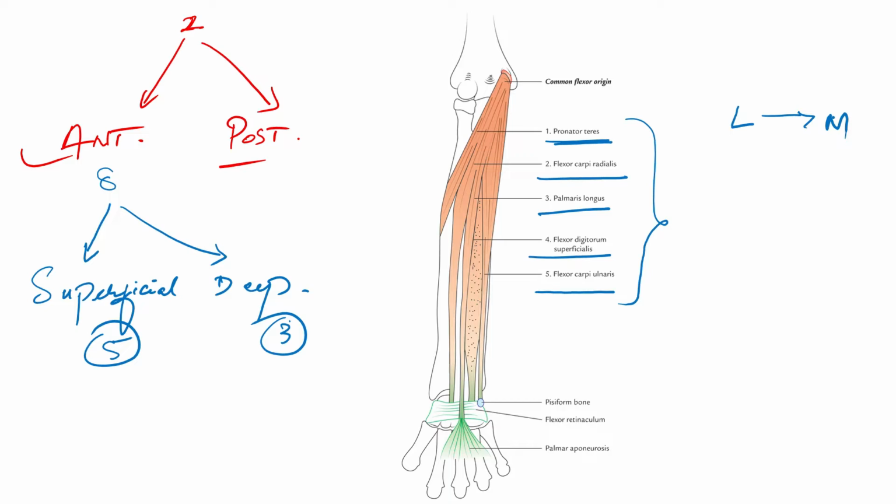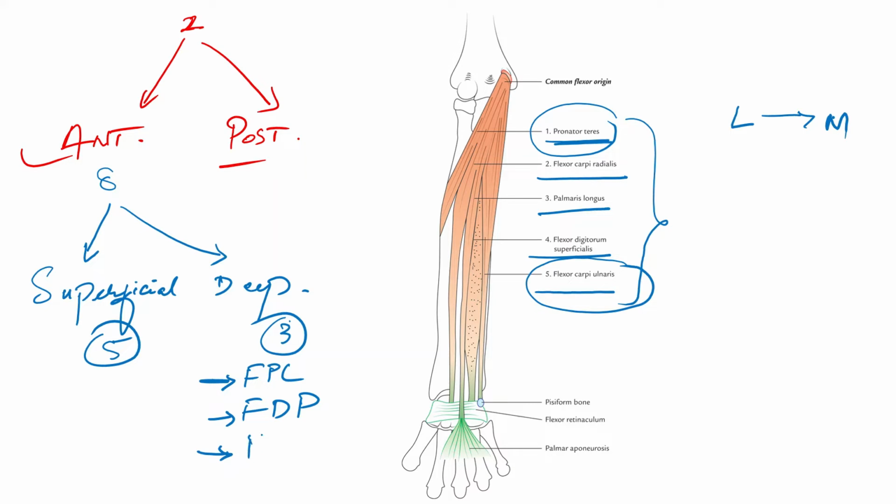Among the 5 superficial muscles, the lateral most is the pronator teres and the medial most muscle is the flexor carpi ulnaris. The deep muscles are, as I said, 3 in number. The 3 deep muscles are the flexor pollicis longus, flexor digitorum profundus, and the deepest muscle of all is the pronator quadratus.